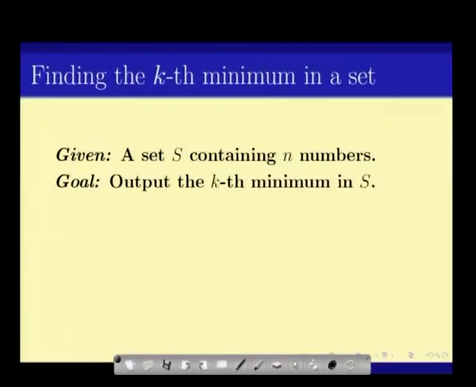In fact, one can ask a much more general question: I give you a set of n numbers and I want you to output the kth minimum in the set S. So k is also a parameter given to us, and we want to find the kth minimum in the set S. If k is n over 2, that is called the median. If k is 1, then that is the minimum. If k is n, then that is the maximum. k can be anything; k can be 100. One can ask what the 100th smallest element in this set S is. This can also be looked at as finding the various quartiles and so on.